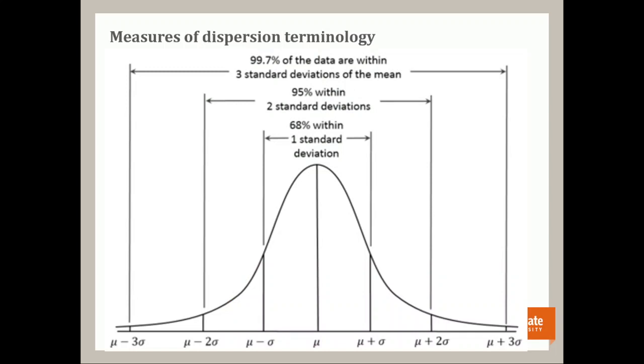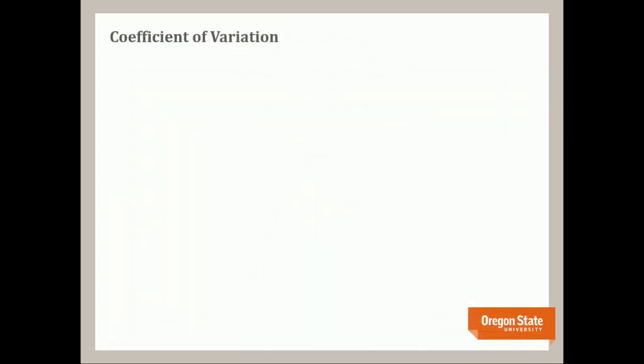Measurement of dispersion terminology. Here three different cases are presented. 99.7% of the data are within 3 standard deviations of the mean value, 95% are within 2 standard deviations, these two lines, and 68% of the data is within just 1 standard deviation, or just 1 unit from the mean value. So 68% of the data is within this 1 standard deviation.